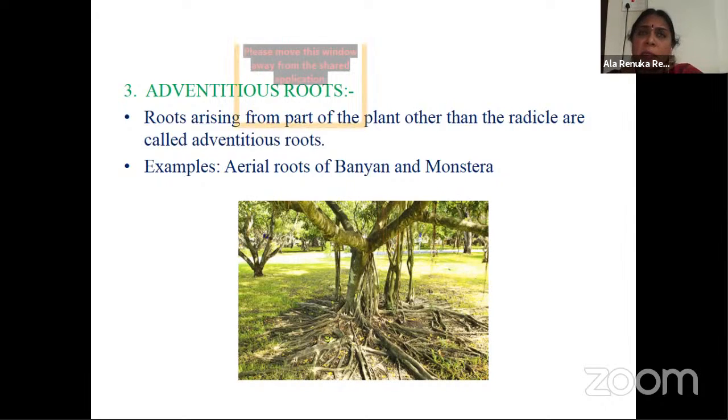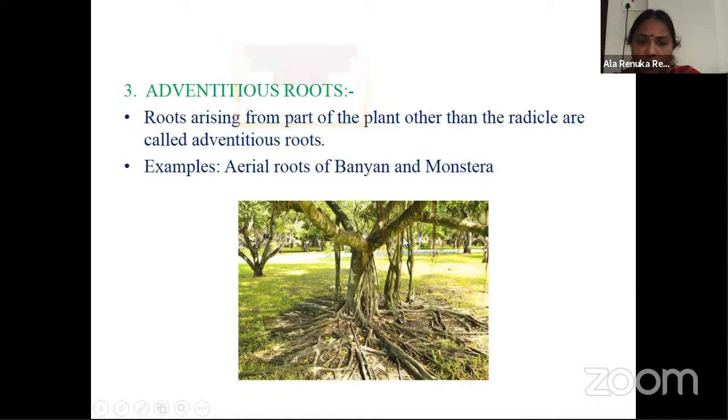It must be a common experience for you all that you have seen a big banyan. We see root-like structures arising from the branches. They grow into the ground. You can see this. These we call udal in Telugu. These are also roots. But where are they arising from? They are arising from places other than the radicle.